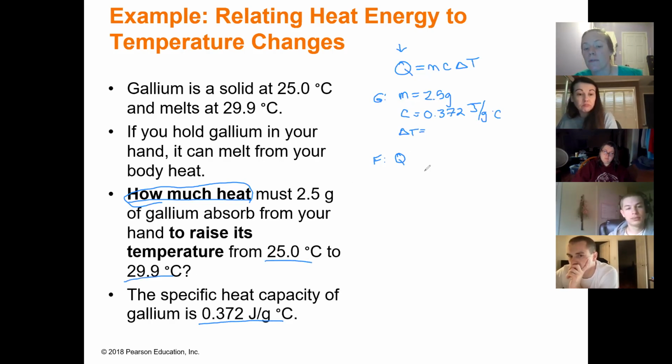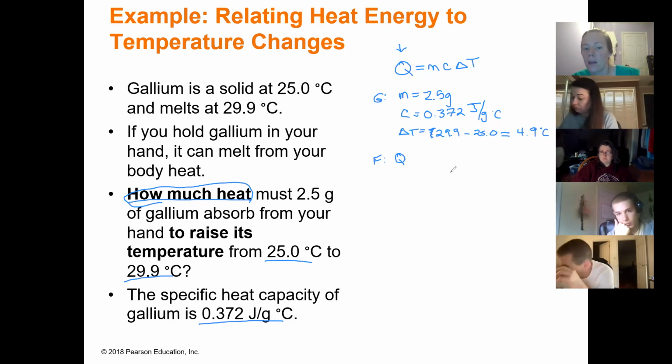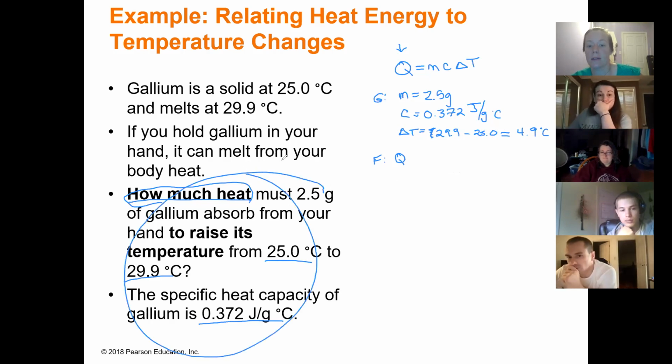We're going to start at 25. So I'm going to take my 29.9 and subtract 25.0 to get 4.9 degrees Celsius. I think the hardest thing for people with these problems is just getting from this to this. Once you've got this, then it's just plug and chug. Now, all we need to do is stick the things in where they belong, like where their home is.